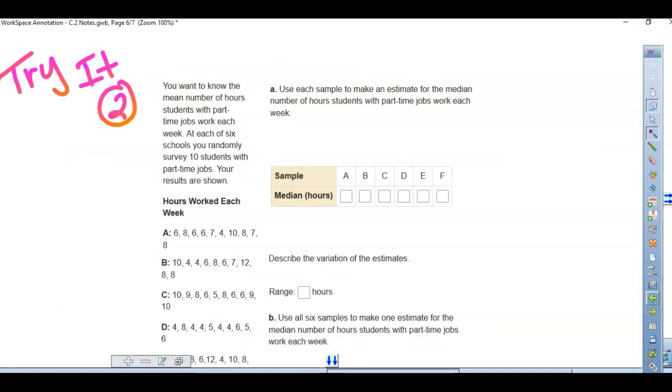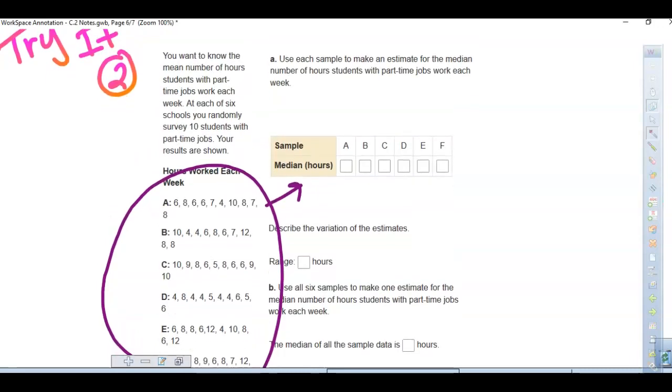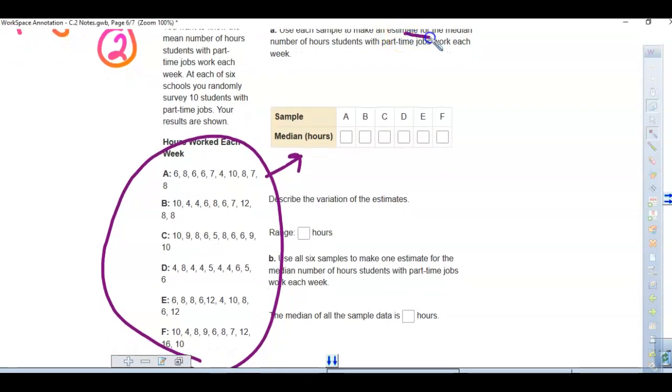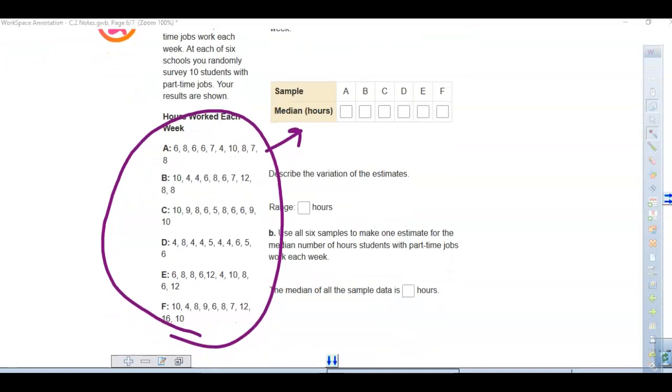Why don't you give it a try here? Pause the video, try these problems. I'll be back with the answers. Here is all of your data. For each sample, you would have found the median number of hours. It says an estimate for the median, so we have to read carefully, and median means we're going to put them in order and find the middle.